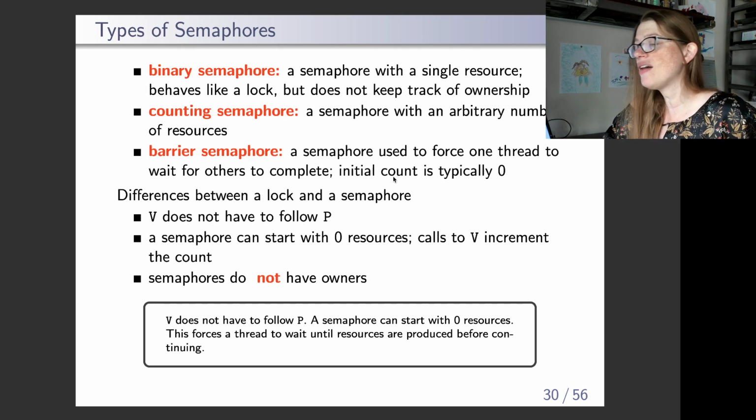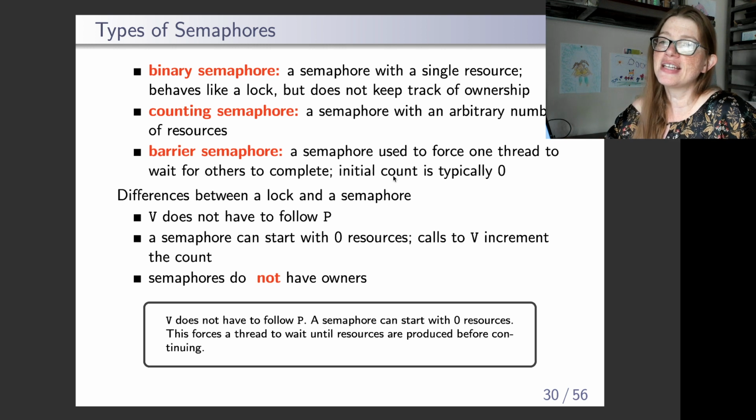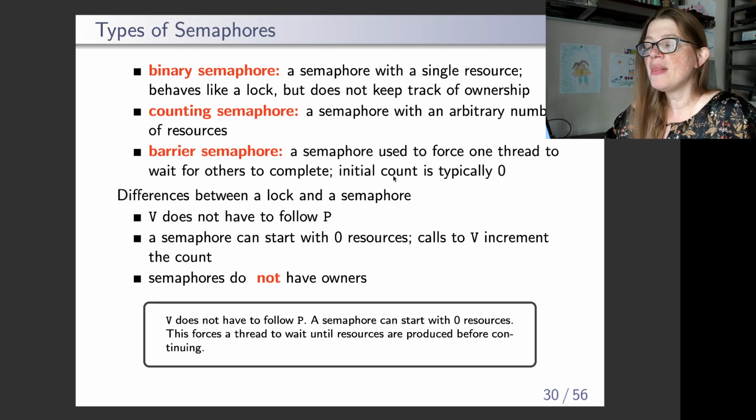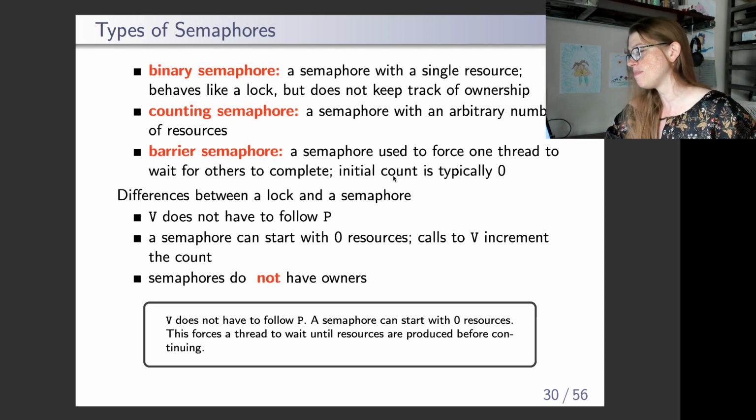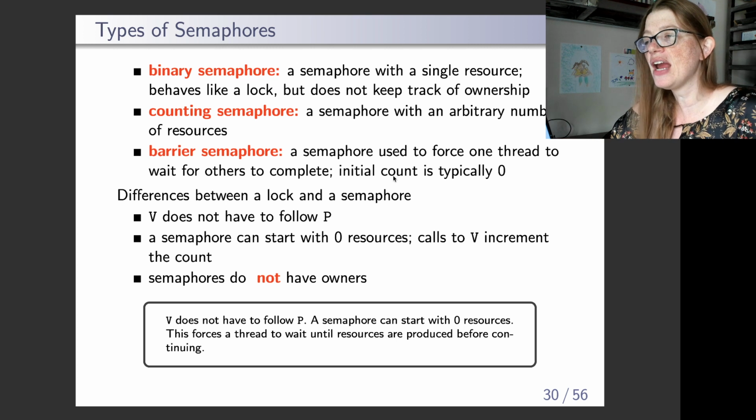Now, what about the counting semaphore? A counting semaphore is just a semaphore that has an arbitrary number of resources, so anything from 0 and up. And this is one where we may be calling V multiple times before P is ever called. Now, what is a barrier semaphore? Again, these 3 semaphores are all using the exact same implementation, but the big difference is how we're using them.